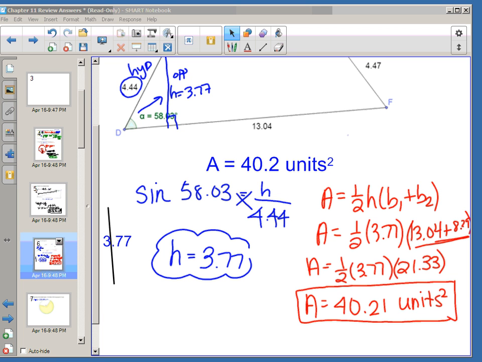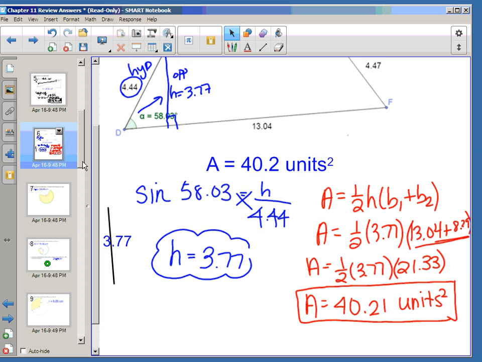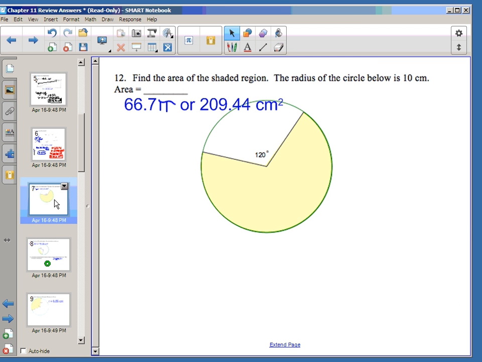All right, we're going to finish up the rest of this first review, and this is what I have for now. So we're on page 3, number 12. It says find the area of the shaded region. The radius of the circle below is 10 centimeters. So I do this proportions way. If you want to do it a different way, you can do it that way. But the proportions are awesome because they work for most of the problems and they make a little bit more sense.